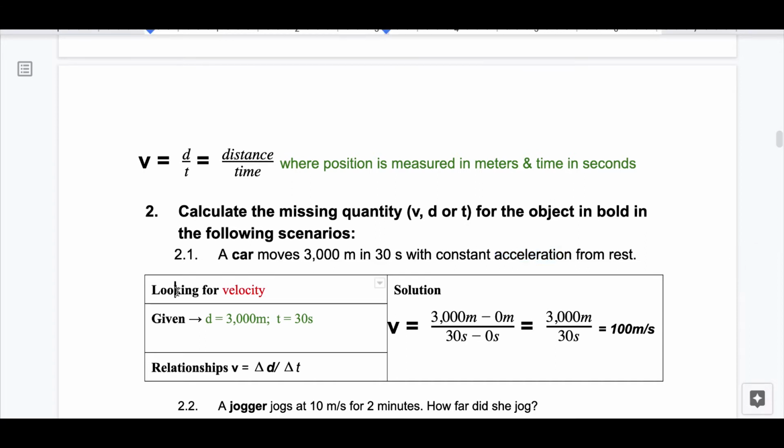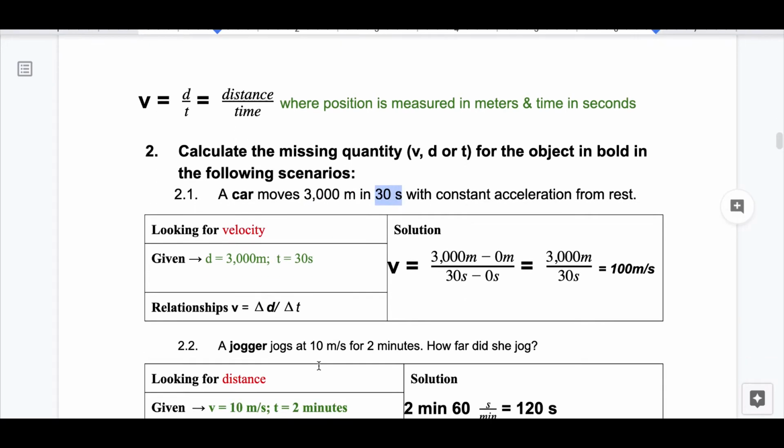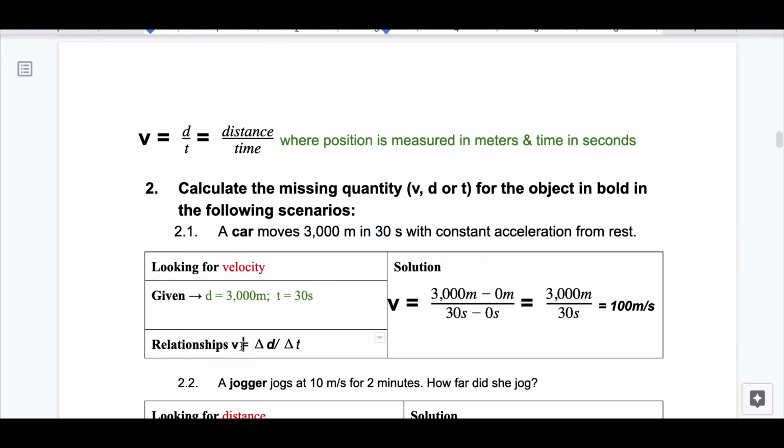So here is the way we're going to be solving problems. We're looking for velocity because we're given the distance, d, is 3,000 meters, and the time is 30 seconds. The relationship we're going to use here is velocity equals change in distance over time, delta x over delta t, or the distance it went, d over t. Here we went from 0 meters to 3,000, so the change was 3,000 in 30 seconds. So 3,000 divided by 30 is 100 meters per second.